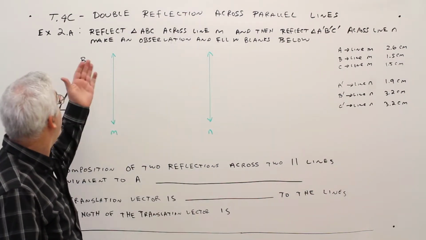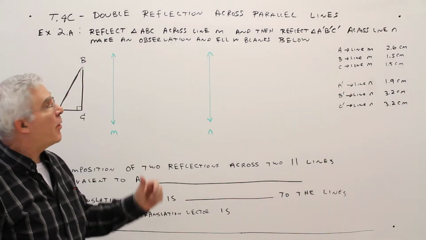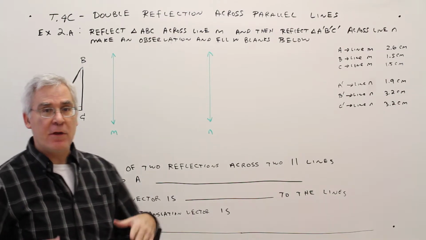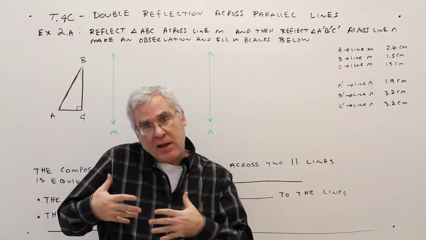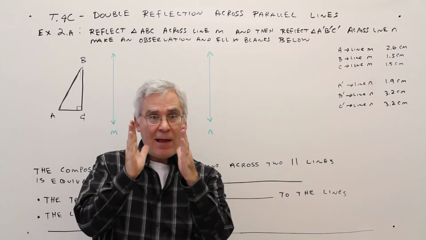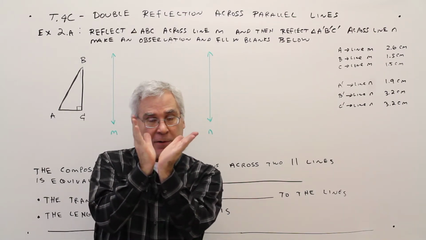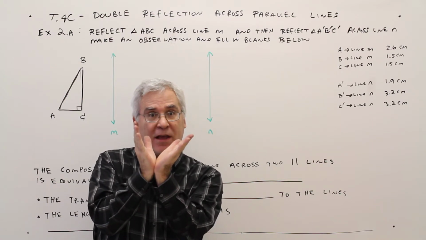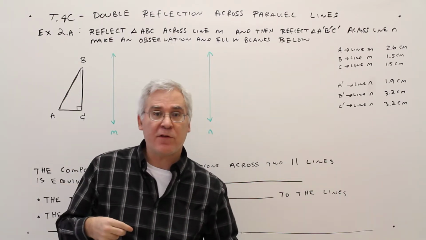Welcome to video 2.4C, double reflection across parallel lines. Just to let you know, there's two exciting things to come: a double reflection across parallel lines, and then later on a double reflection across intersecting lines. So this is the first of the two exciting things.